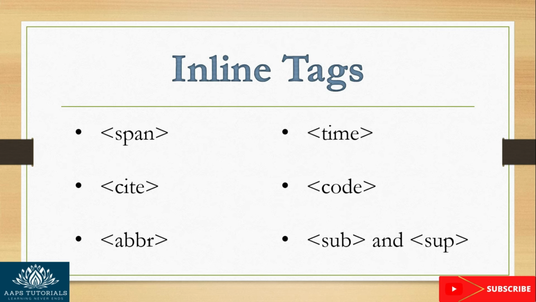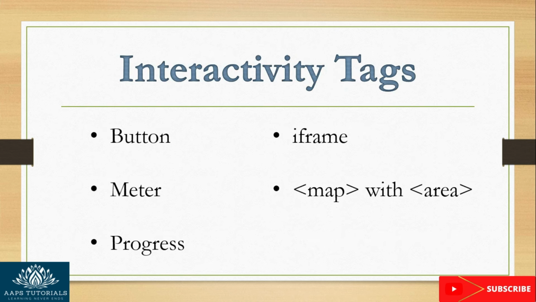The sub and sup tags are used to add the subscripts or superscripts to the text on the website. The last type of tag are interactivity tags. The tags such as button, meter, progress, iframe, map, along with the area are used to add some interactivity on the website. We will see an example of each of these in the next video, which will be about the demo of these useful tags.